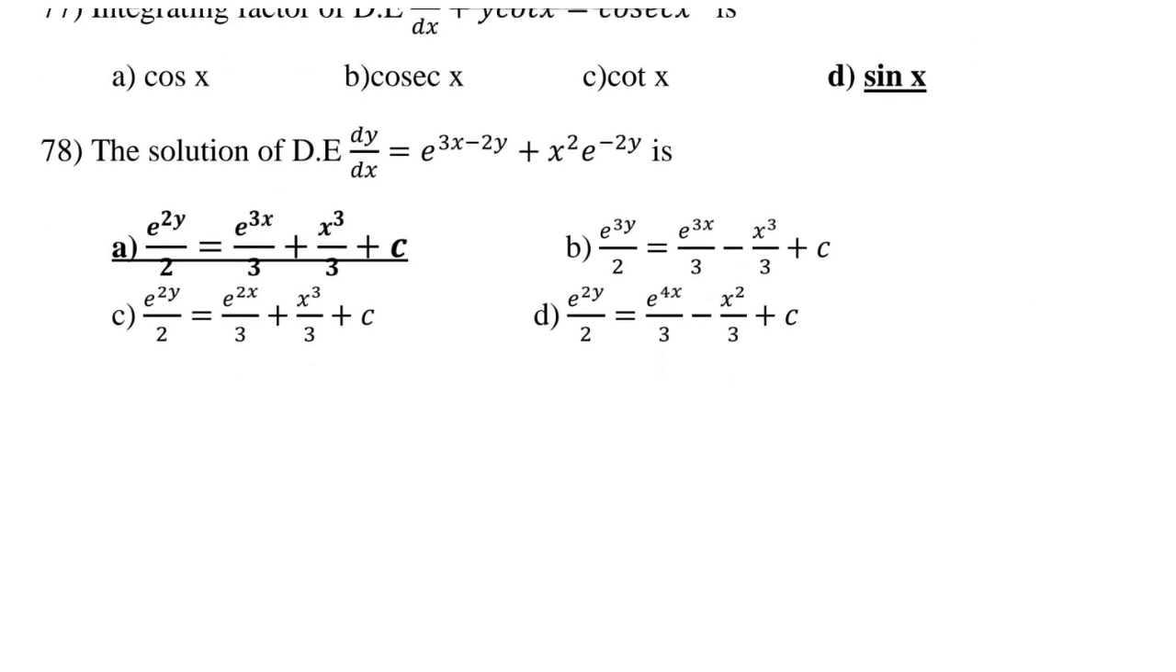Question number 78 is the solution of differential equation dy upon dx is equal to e raised to 3x minus 2y plus x square e raised to minus 2y. It is e raised to 2y by 2 is equal to e raised to 3x by 3 plus x cube by 3 plus c.